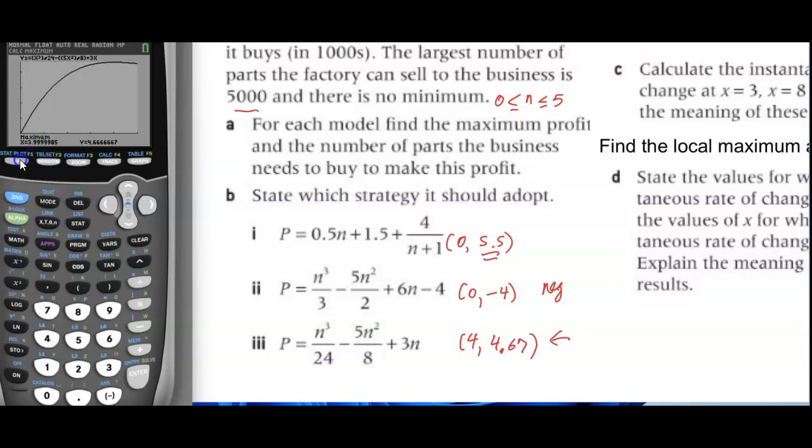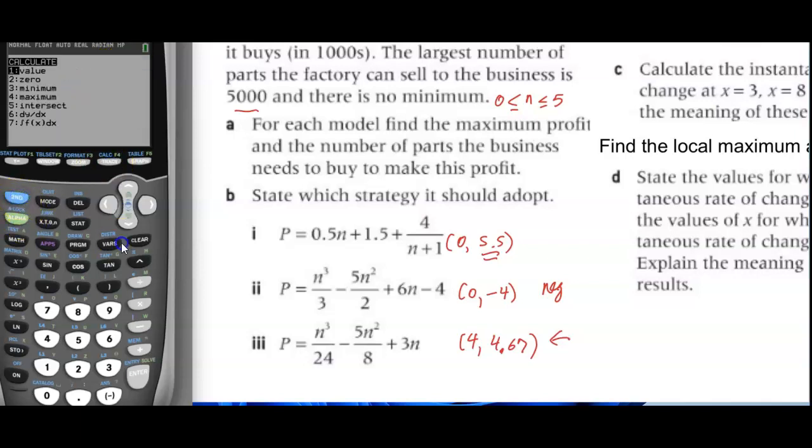Let's graph the first one and the third one just to compare them at the same time. Okay, so we're going to turn on the first one and the third one, and we'll graph them both together. Okay, so now you can see that actually the black strategy is good starting at this point here, right? So the black strategy is better starting at this point all the way to this point. So let's find out what this point is.